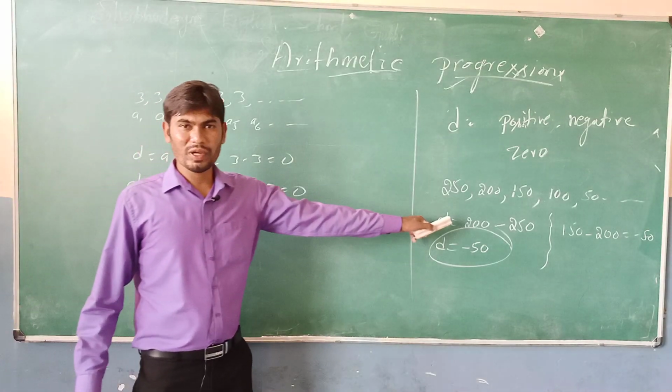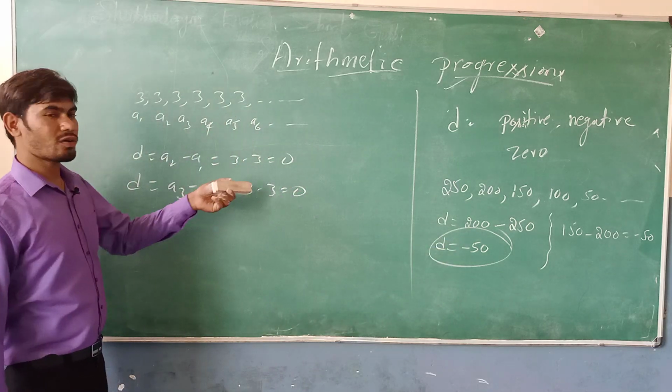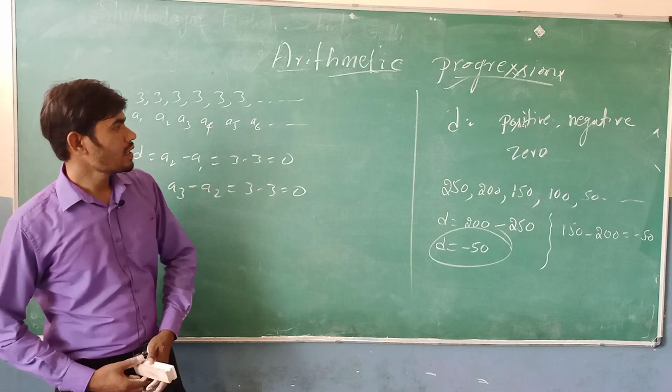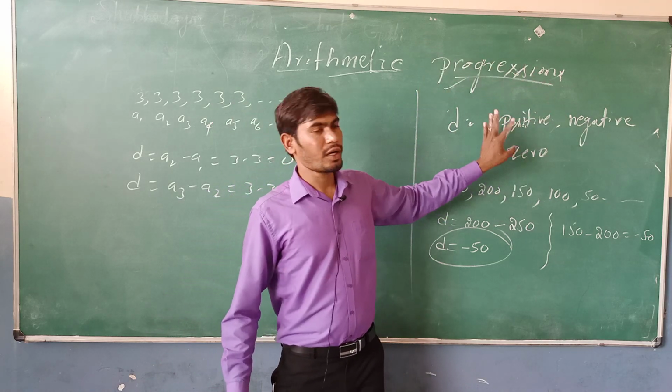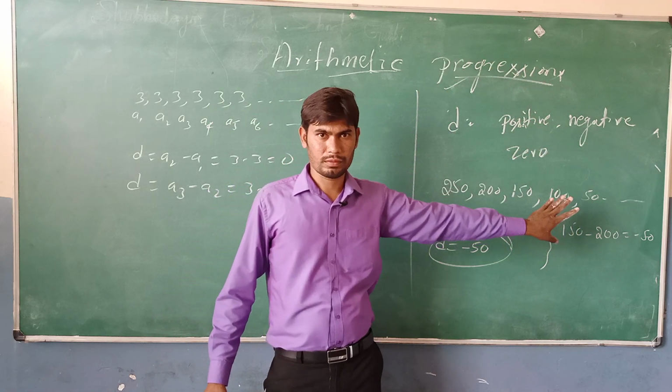Earlier, D was equal to minus 50. Here D is equal to 0. That's why we say D may be positive or negative, or it may be 0.